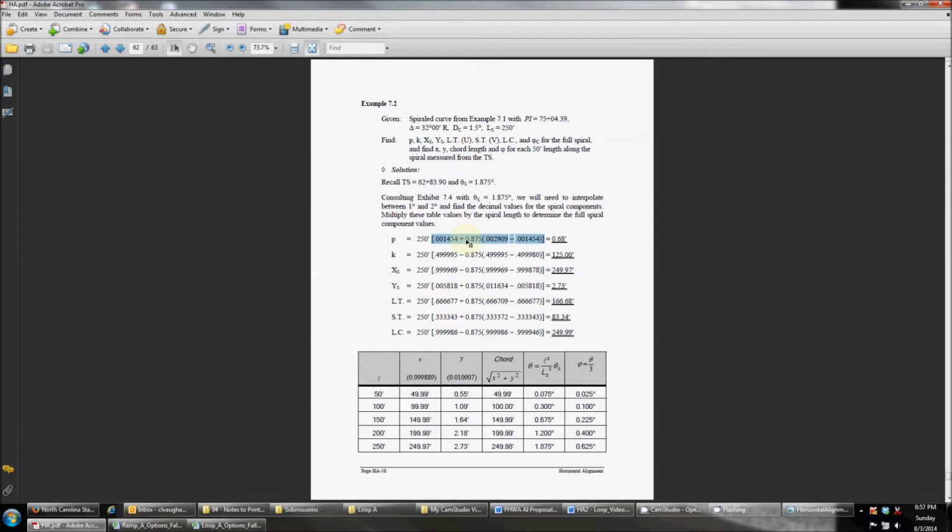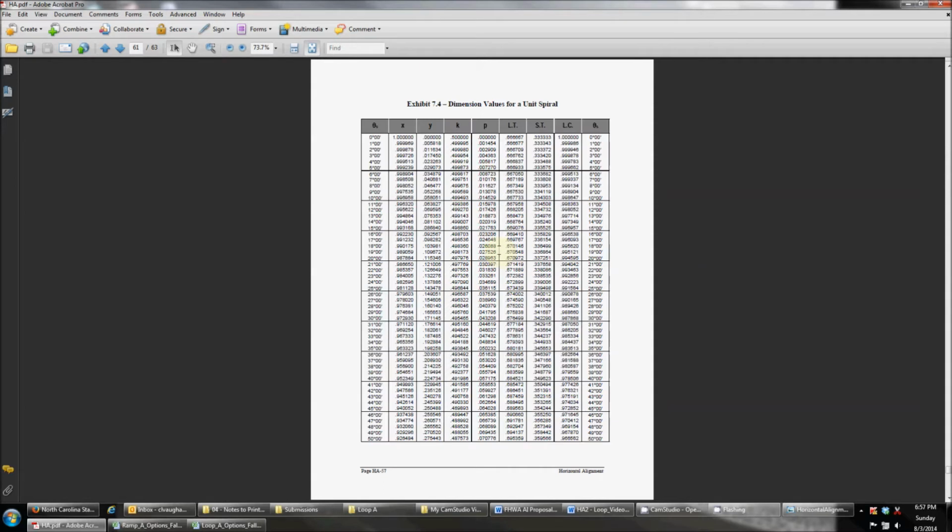It won't be 22, 23, 24, 25, whatever. It's going to be 23 point something, 24 point something. So you will have to interpolate. So these values, this here, which is 0.001454, and then the 0.002909, are found in this table here.